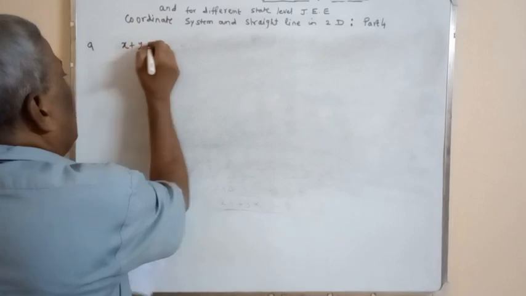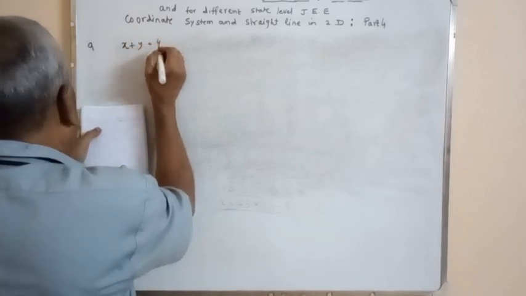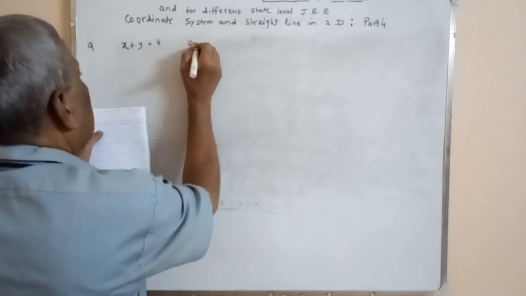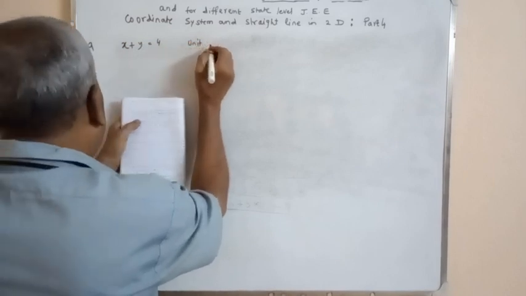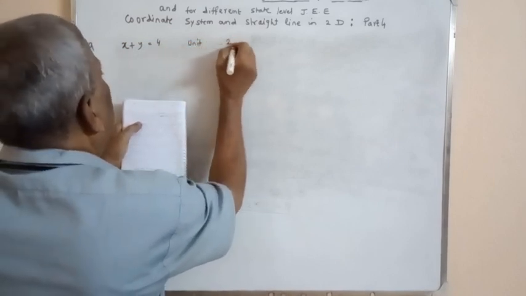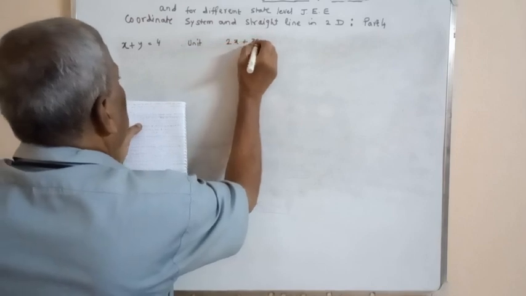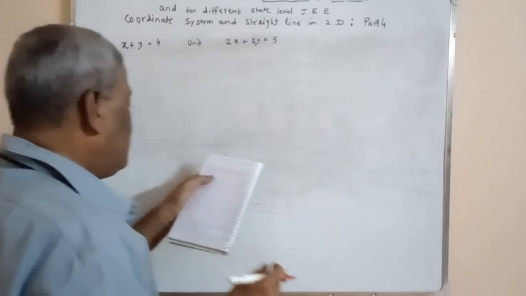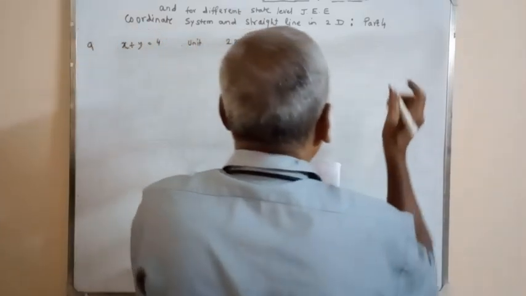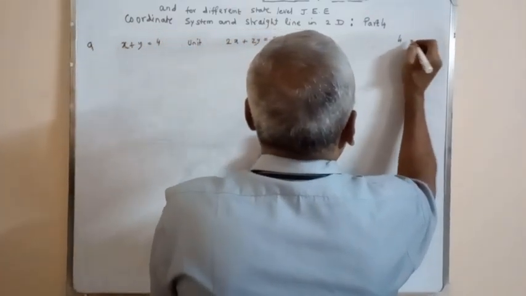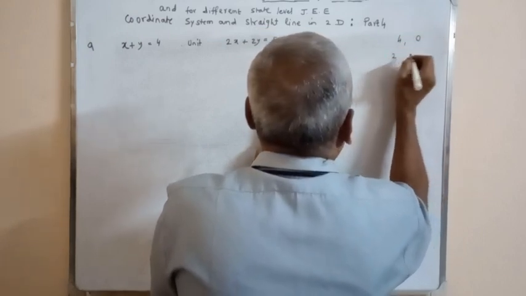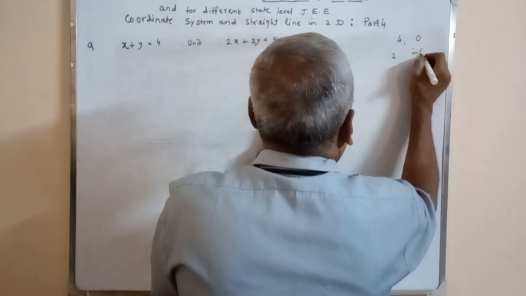x plus y is equal to 4 which are unit distance from the straight line 2x plus 2y is equal to 5. Options are 4, 0, 2 and infinity.